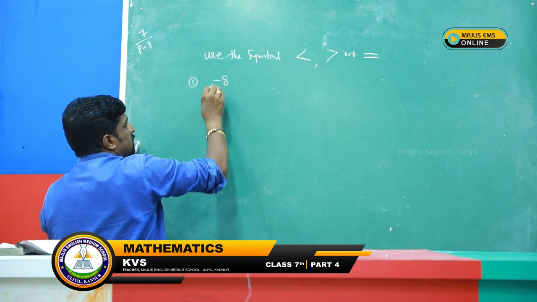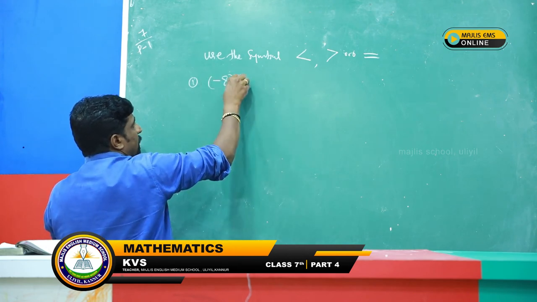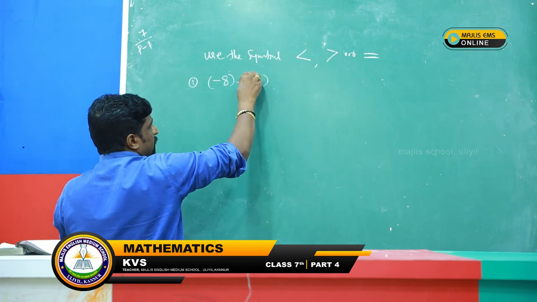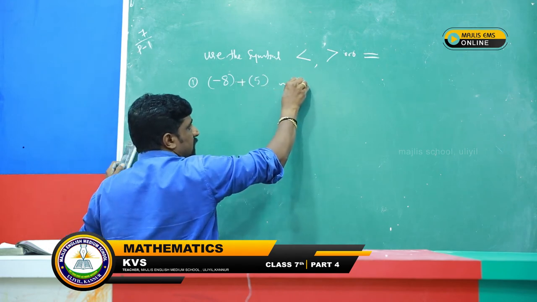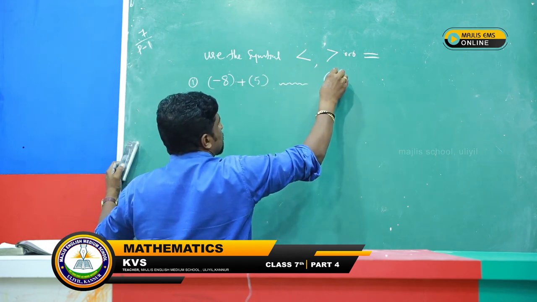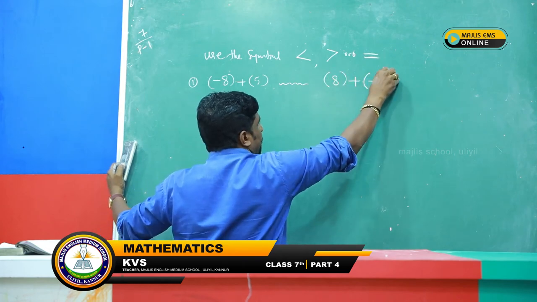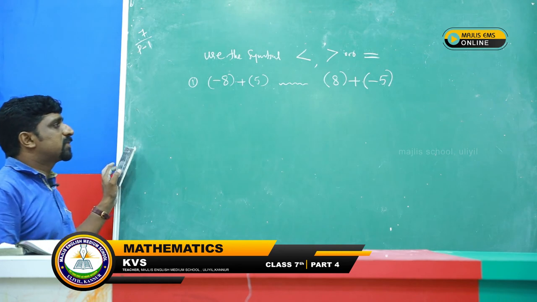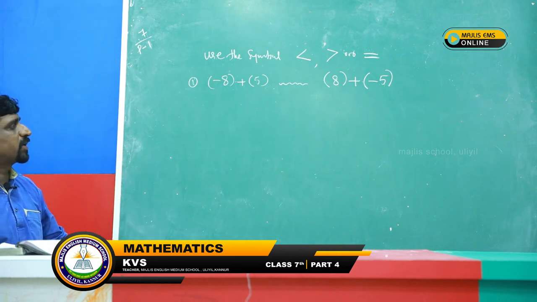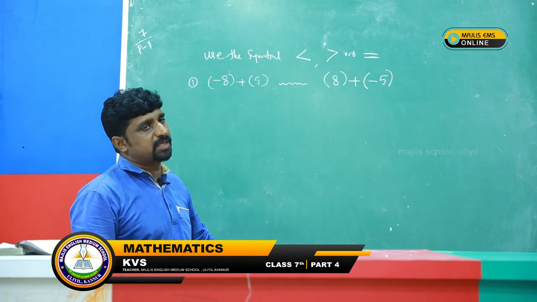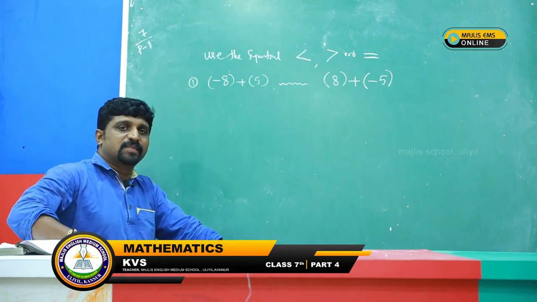Minus 8 plus 5, here a blank. After that, 8 plus minus 5. The first question is like this: minus 8 plus 5 and 8 plus minus 5.